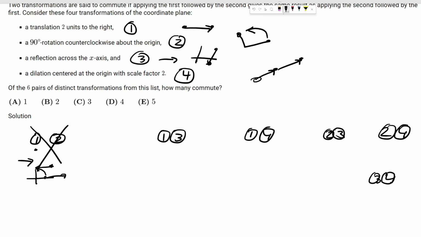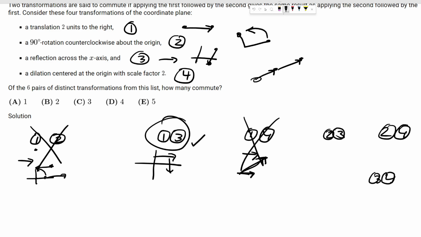For 1 and 3, a translation 2 units to the right and then reflection over the x-axis, this clearly works because moving directly to the right has nothing to do with reflecting over the x-axis. 1 and 4, moving to the right and scaling obviously doesn't work, right? Because if we move to the right first and then scale, then our movement to the right is also going to get scaled. So that doesn't work.